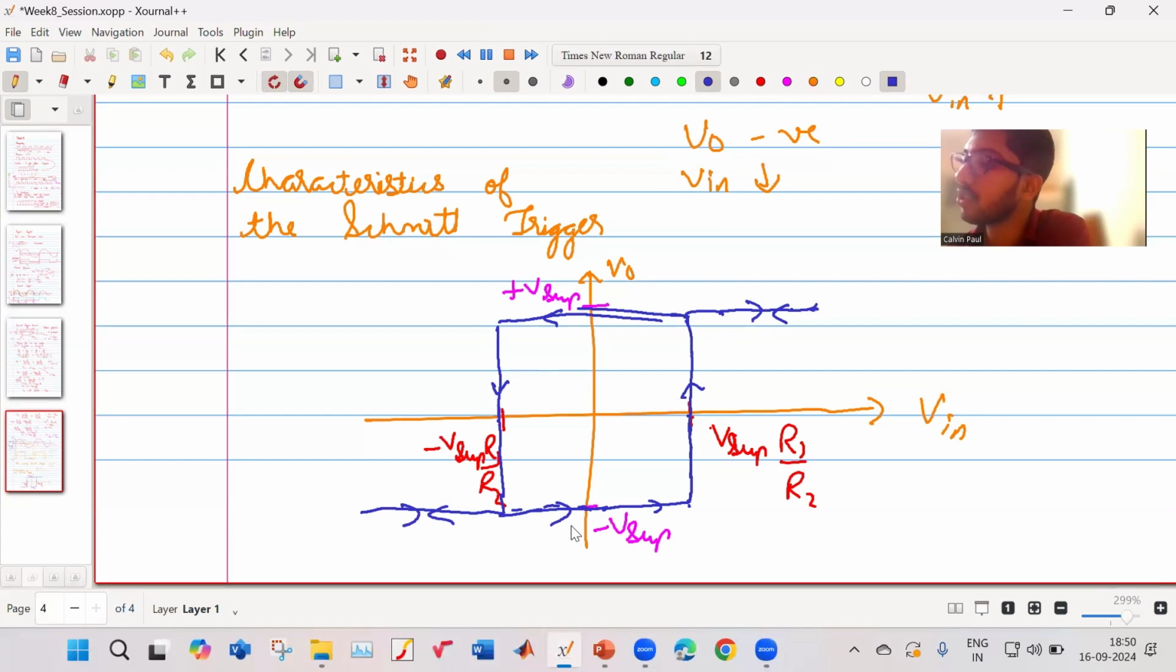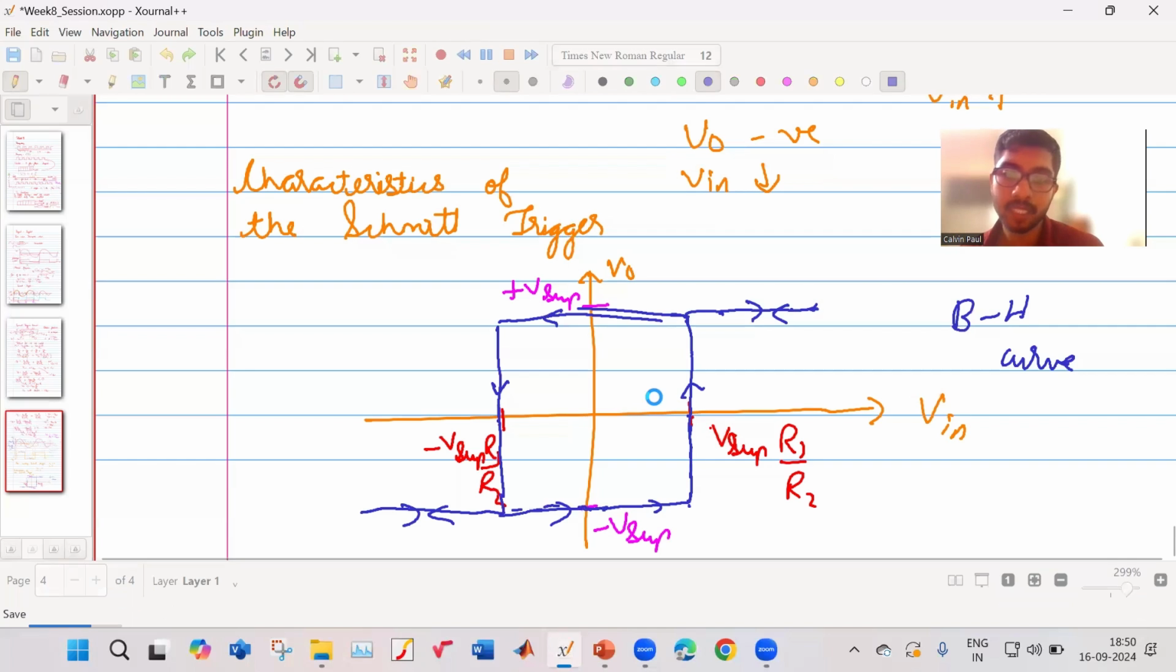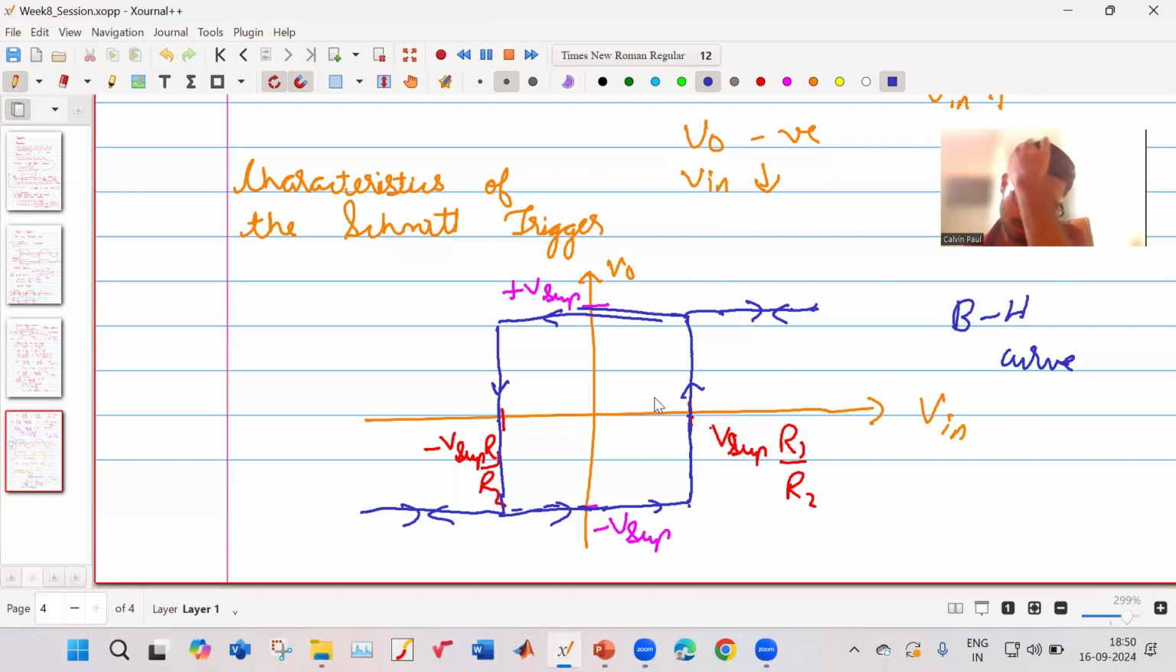So this is similar to what is known as your BH curve. In the BH curve there's more of a curve; this is more of a very squarish, rectangular one. The BH curve is kind of different, but it has history and it has a band. So these are the characteristics of the Schmitt trigger. Any queries regarding the characteristics of the Schmitt trigger?